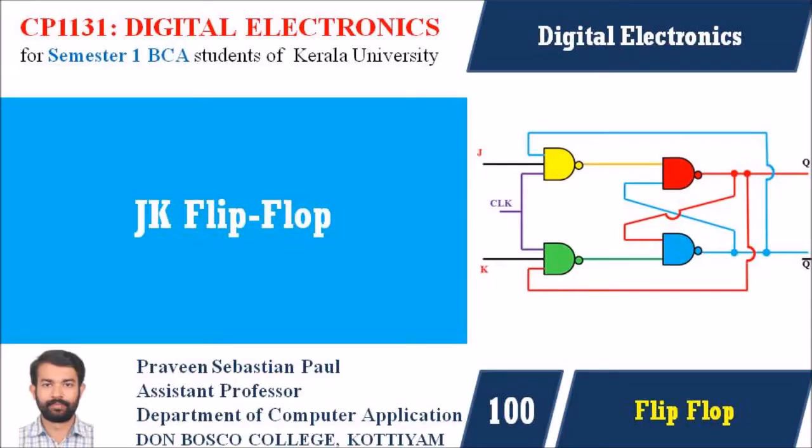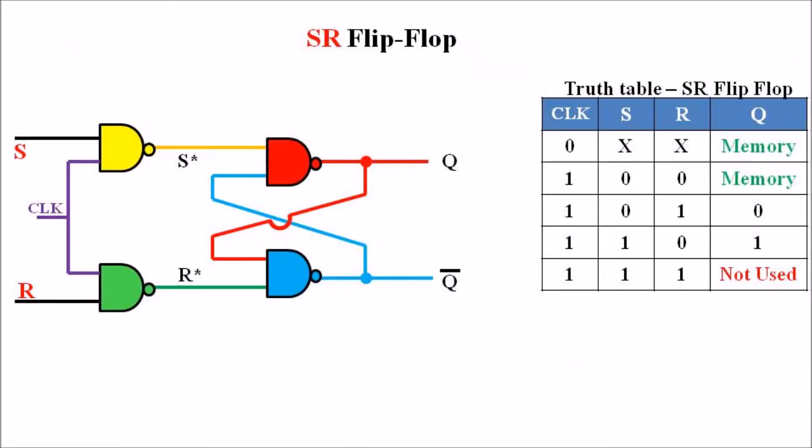In this lecture, we are discussing the JK flip-flop. Previously we had discussed the SR flip-flop. The SR flip-flop deals with the condition of set and reset, and the truth table of the SR flip-flop is as follows. If you are providing a clock signal of 0, then whatever be the value of S and R, the output will be the previous output itself. That is, we are dealing with a memory condition.